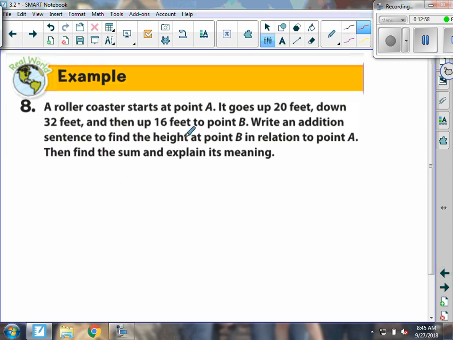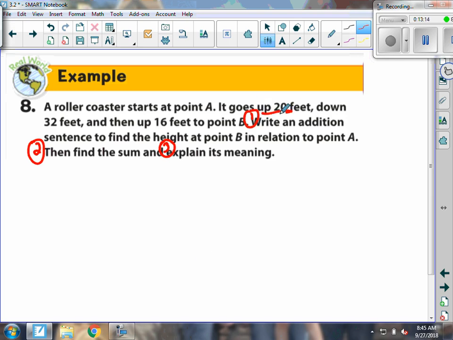So we're going to write integers and put them in an addition sentence. So we need to write an addition sentence to find the height. So then find the sum and explain its meaning.